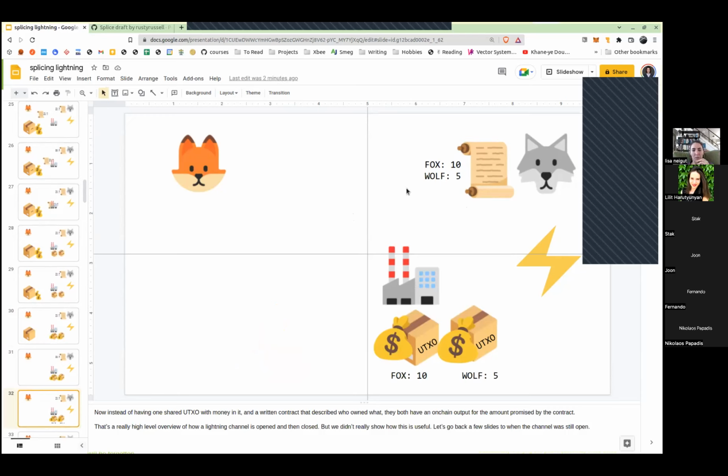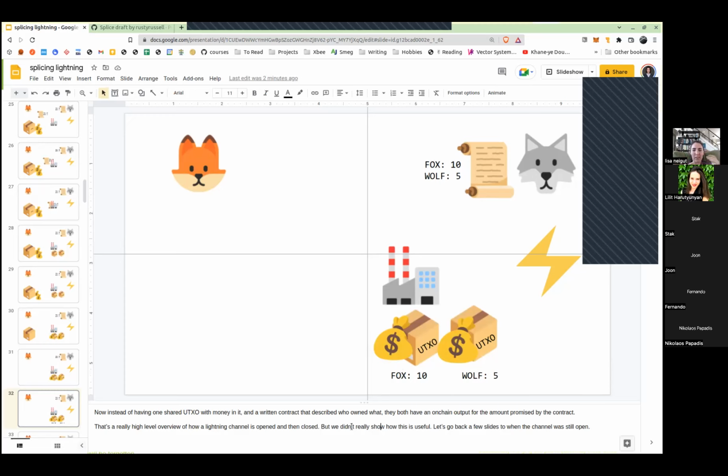So what actually happened when you did this is the channel closed. Once this one contract has been put on chain, what was in a contract as who owns what money has now been made real on the blockchain through these little output objects, right? And they have a value, and that value should map to what the value was off chain, right? Okay, so this is a very high level overview of how you open and then close a channel. But we didn't really show how useful it is.